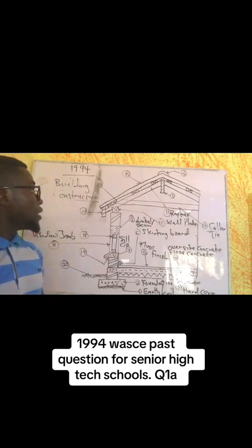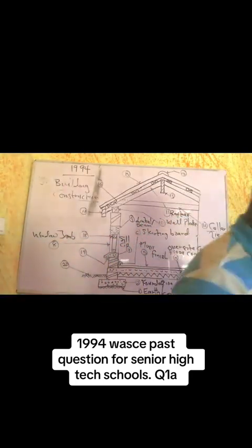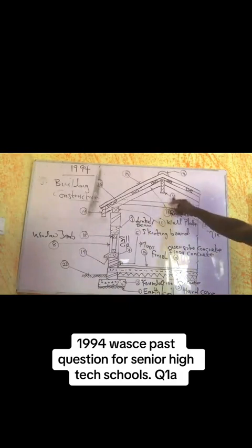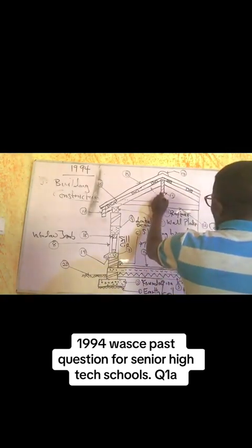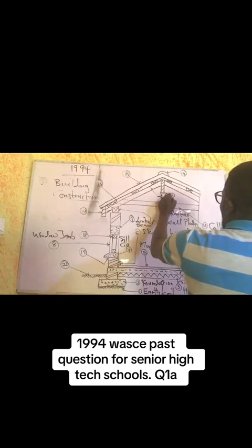Now we go to the 13th one. Now if you see the 13th one, this is the 13th one. I just want you to say something. So the 13th one is what? Okay, the 13th one is the ridge board. So we have it, ridge board.